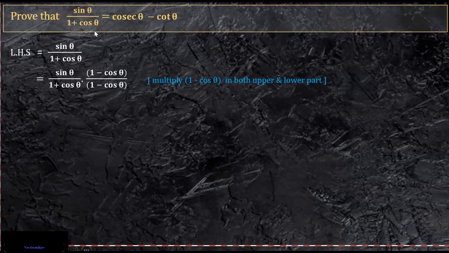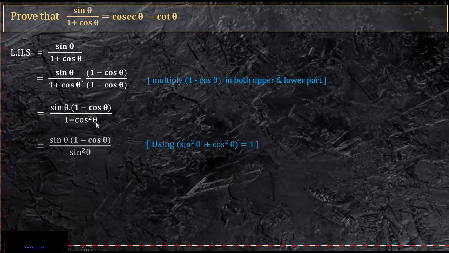change it to 1 minus cos square theta. Okay, just to make it, what we have to do, we have to multiply both upper and lower part with 1 minus cos theta. Okay, so the upper part will become sin theta into 1 minus cos theta, and lower part as 1 minus cos square theta. 1 minus cos square theta is equal to what? Is equal to sin square theta, because sin square theta plus cos square theta equal to 1.